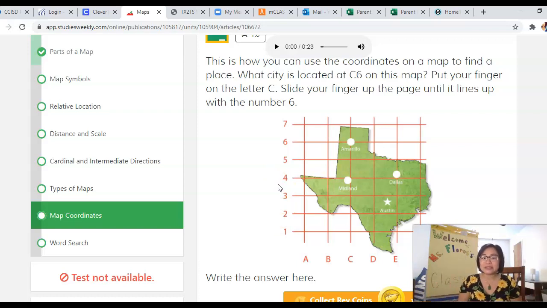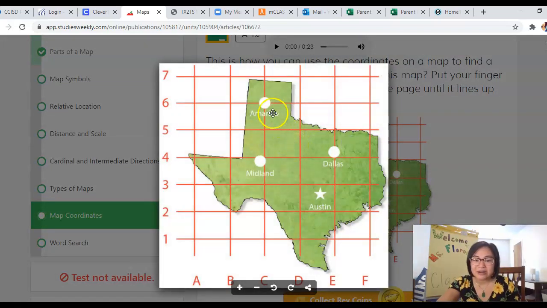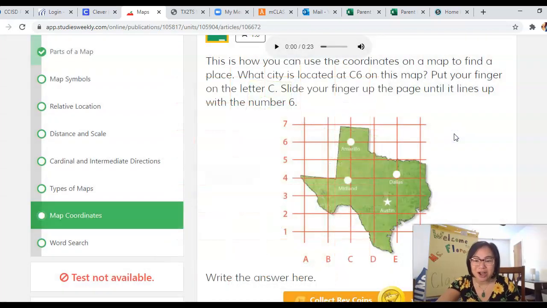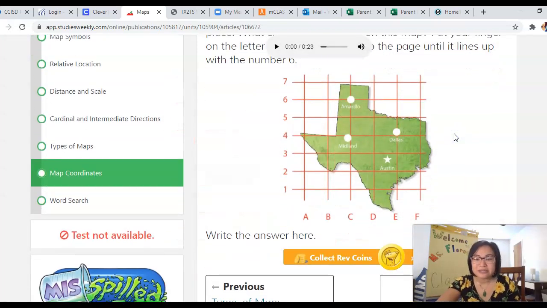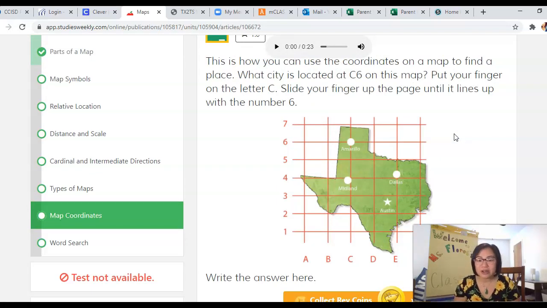What city is located on C6? Can you help me find C on the bottom? Because our letter's on the bottom. So we have A, B, C. So this is the line for C. I'm looking for 6. Help me find 6 on this side. 1, 2, 3, 4, 5, 6. So, and remember, I want to go on C, so I'm at 6. So A, B, C. What city is there? Amarillo! Great job.